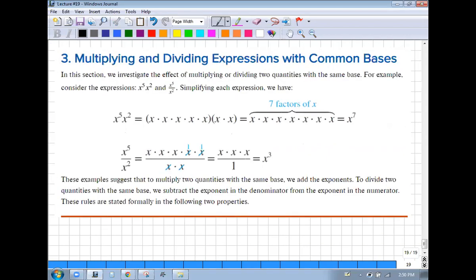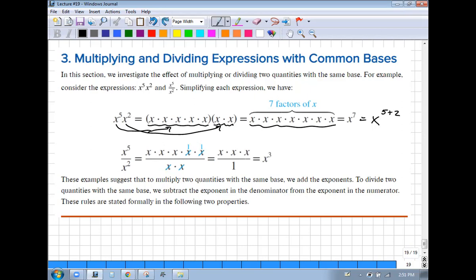All right, multiplying and dividing expressions with common bases. In this section, we investigate the effect of multiplying or dividing two quantities with the same base. So let's consider the expressions x to the fifth times x squared, and x to the fifth divided by x squared. So x to the fifth times x squared: x to the fifth is x multiplied by itself 5 times. X squared is just x multiplied by itself twice. So we have 7 x's, or x to the 7th, which is 5 plus 2. So you just add the exponents.